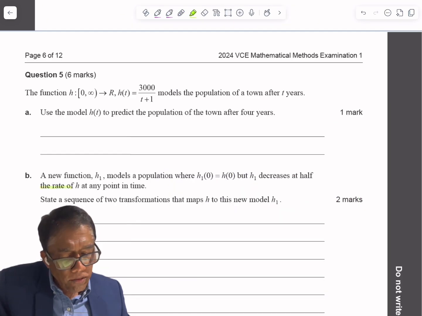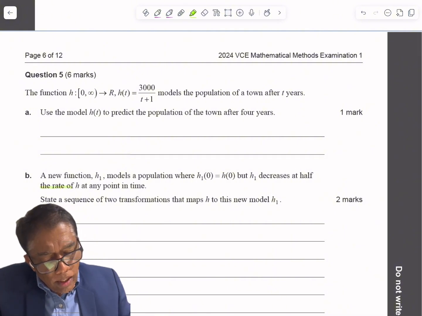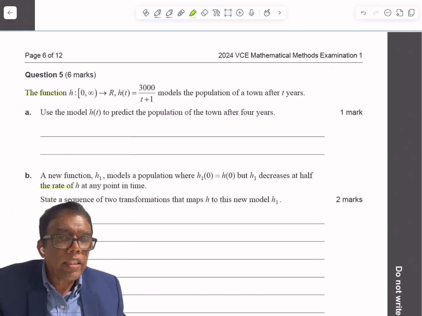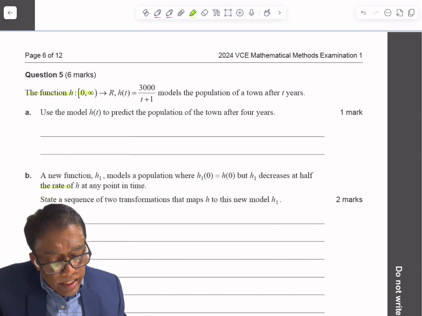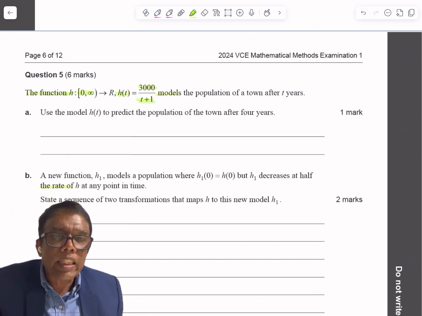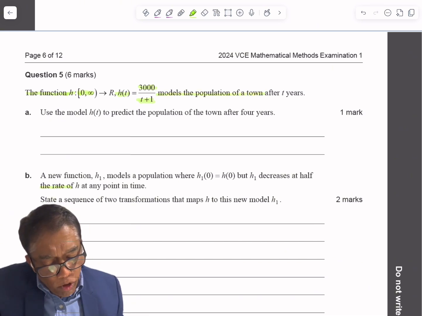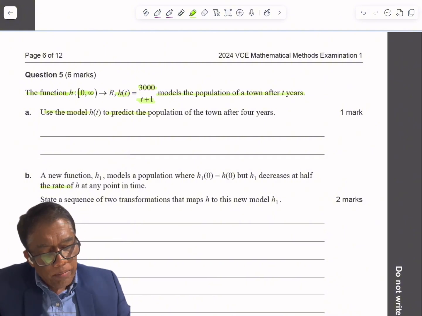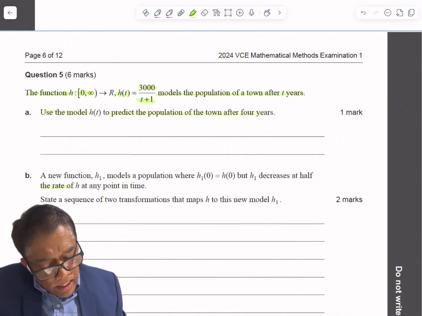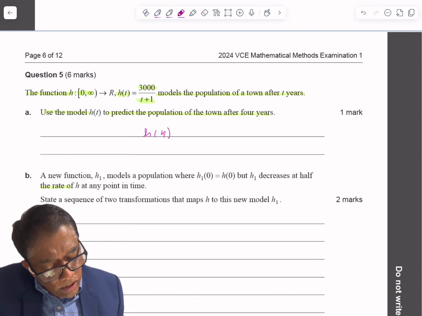Let's move to question number 5. The function h has its domain restricted to 0 to infinity. h(t) is given as 3000 over t plus 1, and models the population of a town after t years. Use the model h(t) to predict the population of the town after 4 years. That means we are asked to find h of 4. We have to substitute: 3000 divided by 4 plus 1.